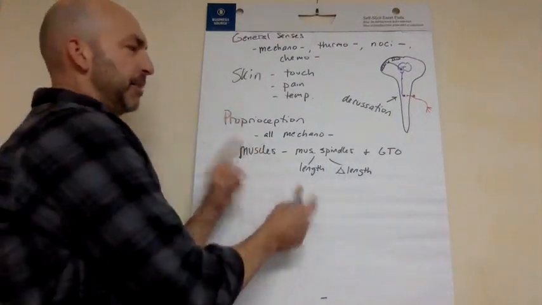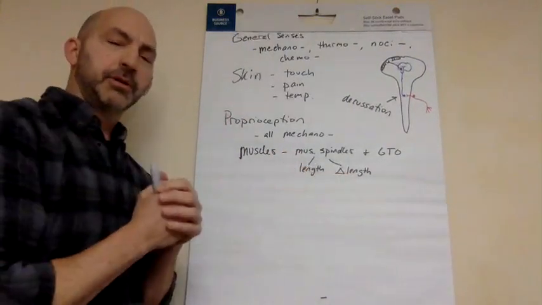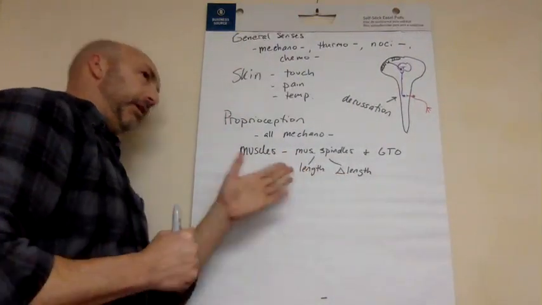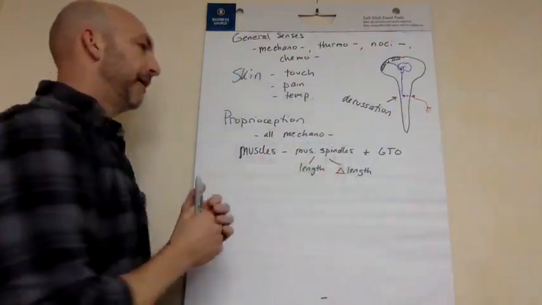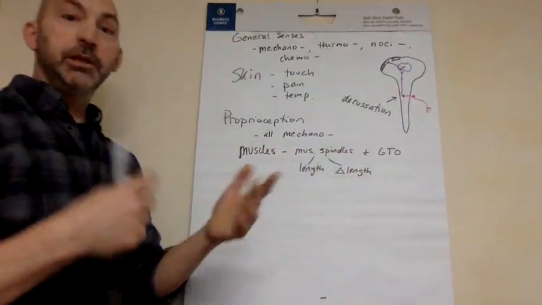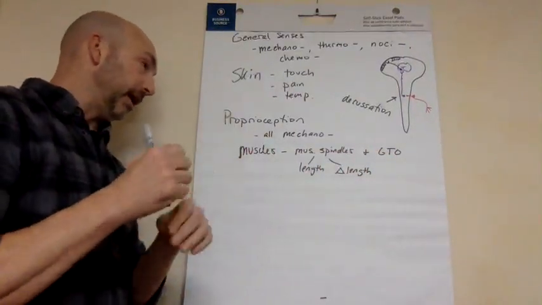That doesn't happen because you have both tonic and phasic receptors, right? Continual feedback as well as on-off feedback when things change. The GTO, same deal with the GTO in terms of tonic and phasic, a little variety there.